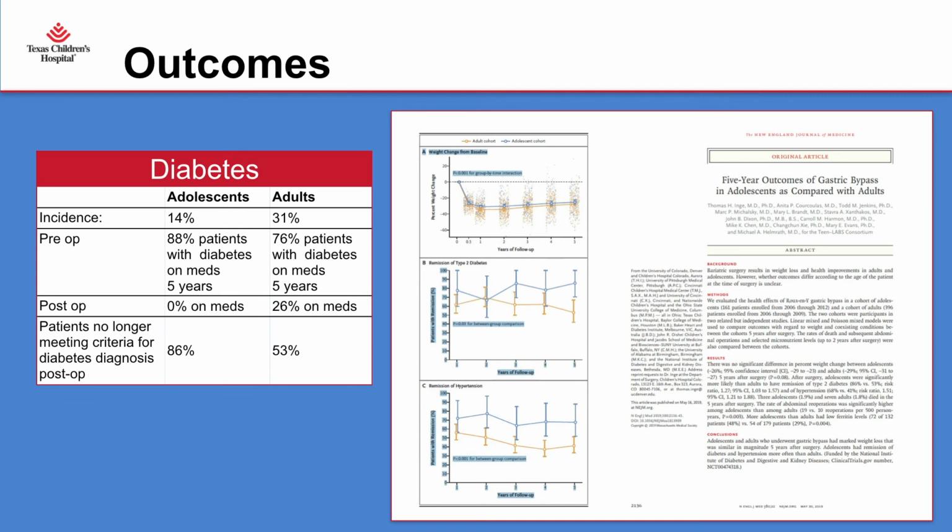Now, pre-operatively, out of the diabetic patients that were adolescents, 88% of these were on medications, whereas only 78% of the adults were. The interesting thing is that on post-op day 1, none of these kids were on diabetic medications. They didn't require them anymore. I had one patient that accidentally took her metformin because she was used to doing it, and she dropped her blood sugar to the 20s. It's amazing how fast this works.